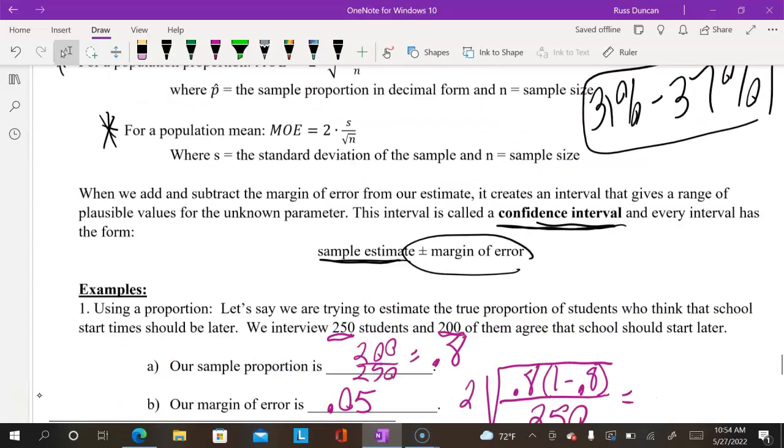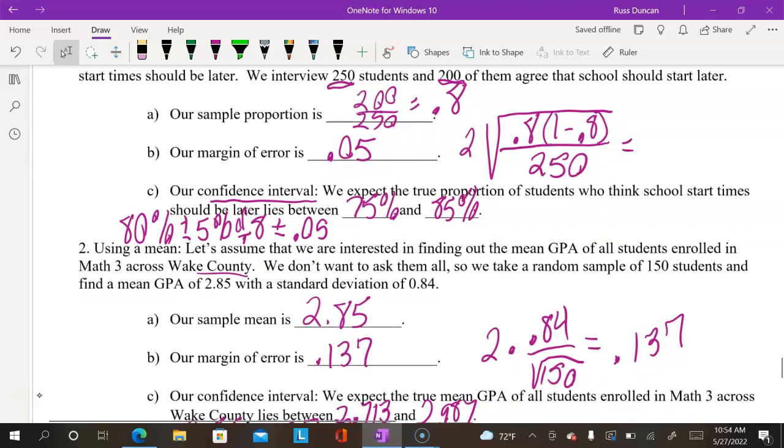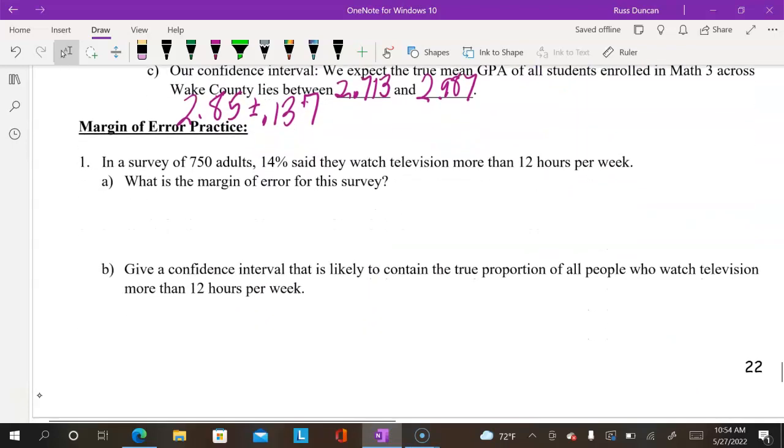So what you have to ask yourself if you come back up here, is it a population proportion or a mean? Okay, so how do we know that? So in a survey, 14% say they watch television more than 12. Well, this is a population proportion, or it's a proportion. And you can kind of get it from there. So we're going to do the margin of error.